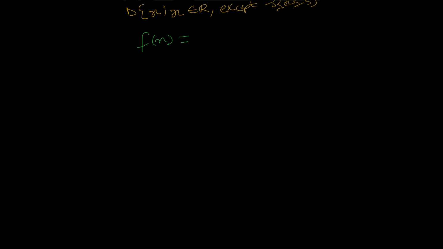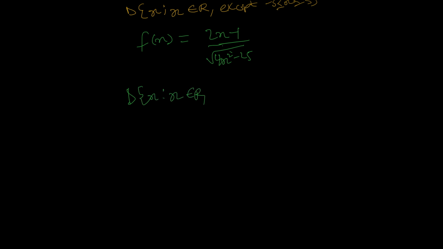F of x equals 2x minus 1 all over square root of 4x squared minus 25. You can pause it and solve. After solving, you can compare with the answer. When you're done, you should get something like this. The domain is x such that x is a member of all real numbers except when negative 5 over 2 is less than or equal to x less than or equal to 5 over 2.